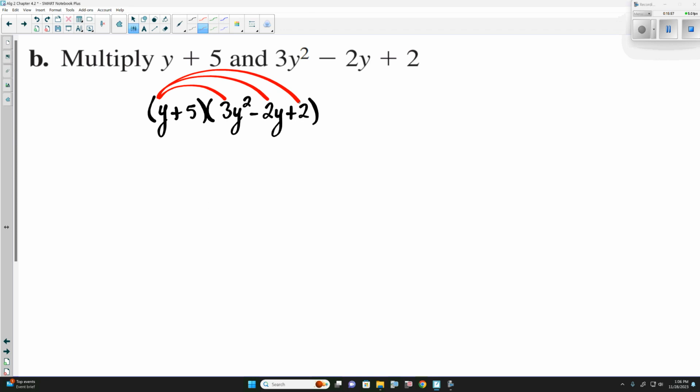So again, we're going to use our distributive property. The first thing we can do is multiply through by y. Y times 3y squared is going to be 3y cubed. Y times negative 2y is negative 2y squared. And y times 2 is plus 2y.